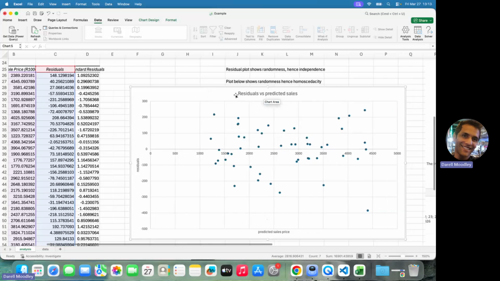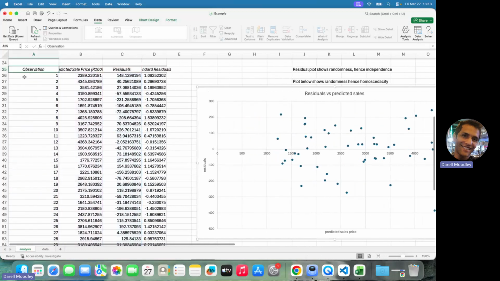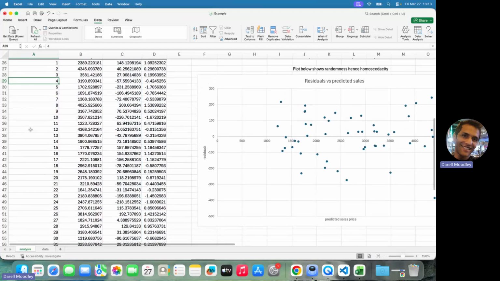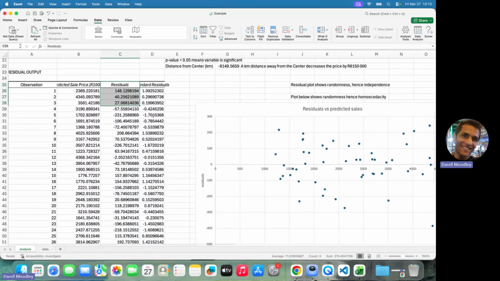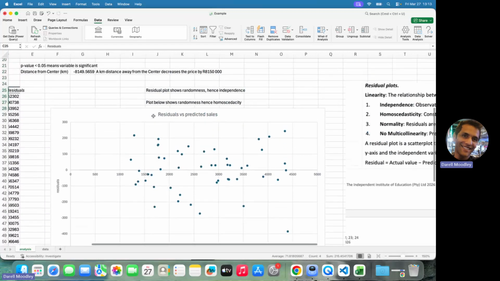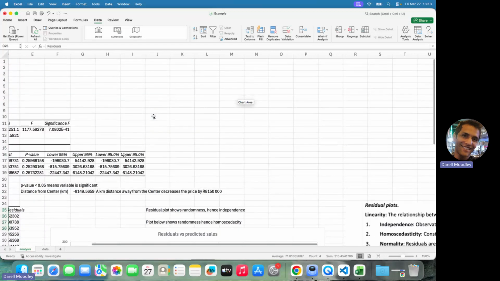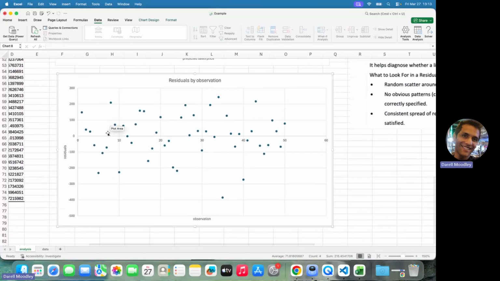The other graph of the residuals is made by plotting the observation number, 1, 2, 3, all the way to the last observation, on your x-axis, and then plotting the residuals on the y-axis. I know I had it somewhere. There we go. You'll get this plot, and here you're looking for the same thing: a random scatter of these points.